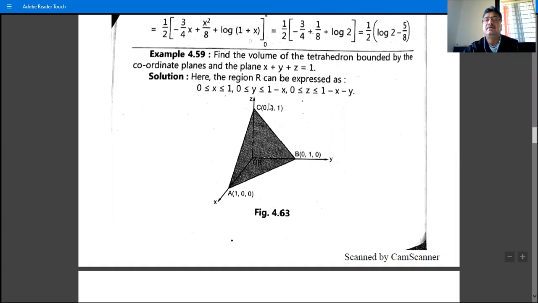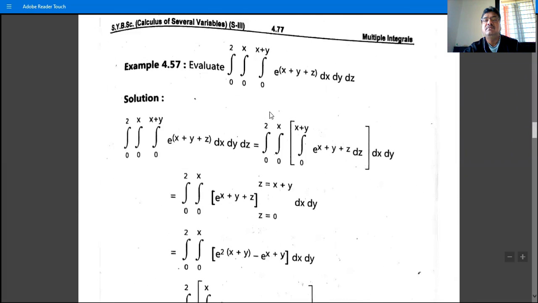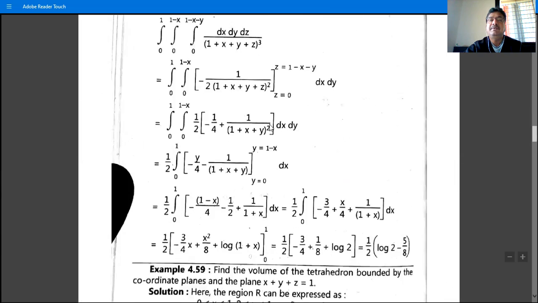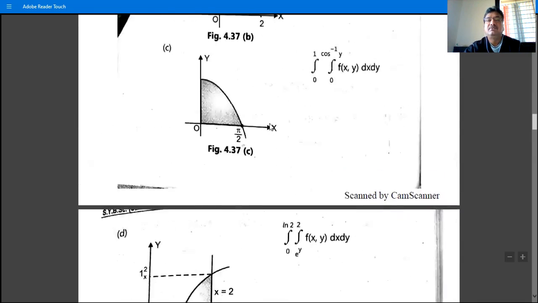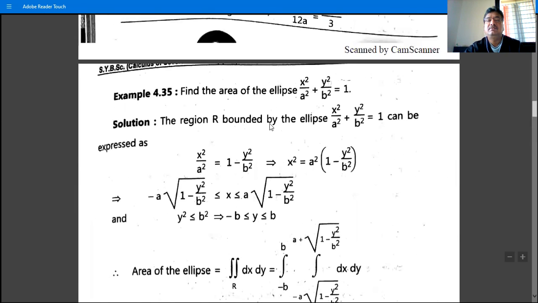In the same manner, we will find the volume like this, the area of the ellipse. So how can we find the area of an ellipse? So this is the problem of area.